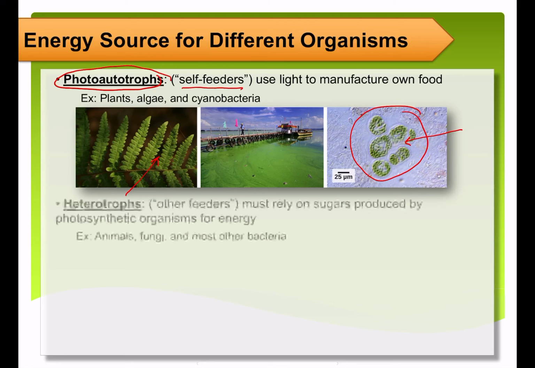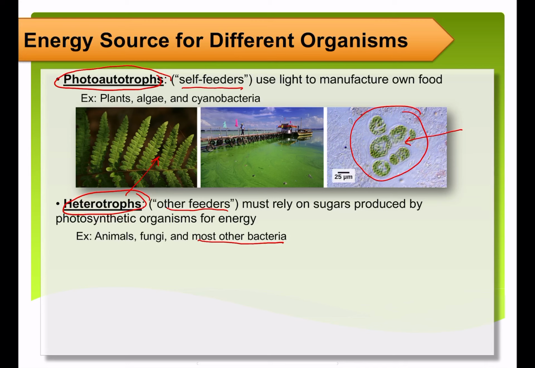Those that must rely on consuming sugars produced by photosynthetic organisms for energy are called heterotrophs, which translates to other feeders, and they must rely on consuming other species in order to get energy. Examples are, of course, animals and humans ourselves, fungi, and most other bacteria. Remember that the only bacteria that can do photosynthesis are cyanobacteria, as they appear green because they have photosynthetic pigments like chlorophyll.